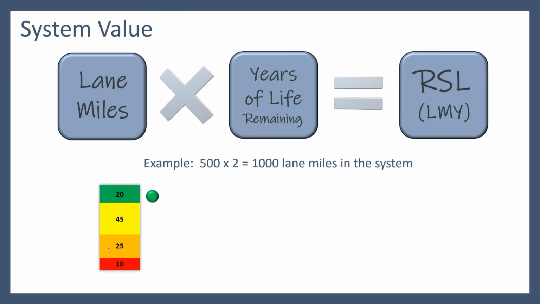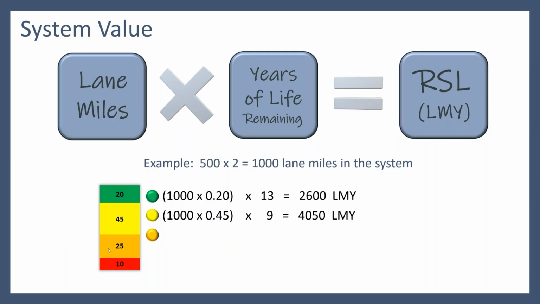So for our example with 500 miles, 2 lanes on each of those miles means we have a total of 1,000 lane miles in the system. 20% of those are green. So 1,000 times 0.2, that's 20% of it. But then I have to multiply that by the years of life remaining. And if we say that a brand new one lasts 15 years, a good condition one maybe gives us 13 more years. So 13 times that 20% of 1,000 is a total of 2,600 lane mile years.